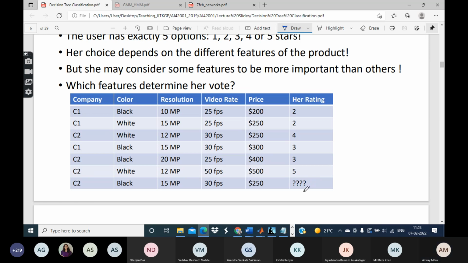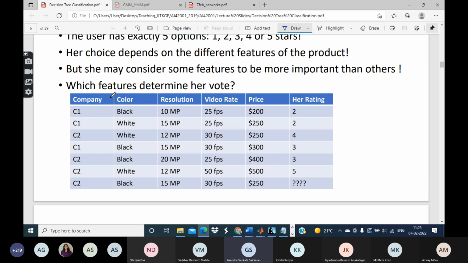So as I said, if I have to predict this rating, then I will have to understand which of the features are important to the user. So offhand, just by looking at this data, can any of you make any observations about which features might be useful for the user and things like that? For example, yeah. Anyone wants to reply?